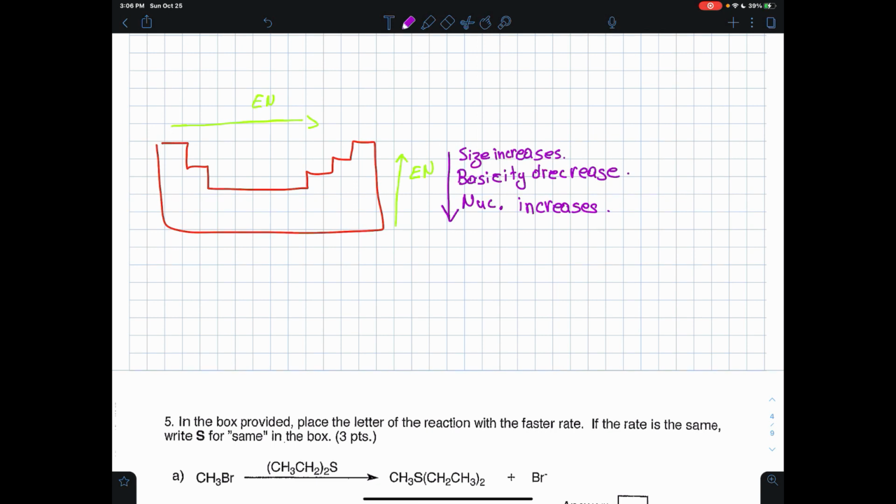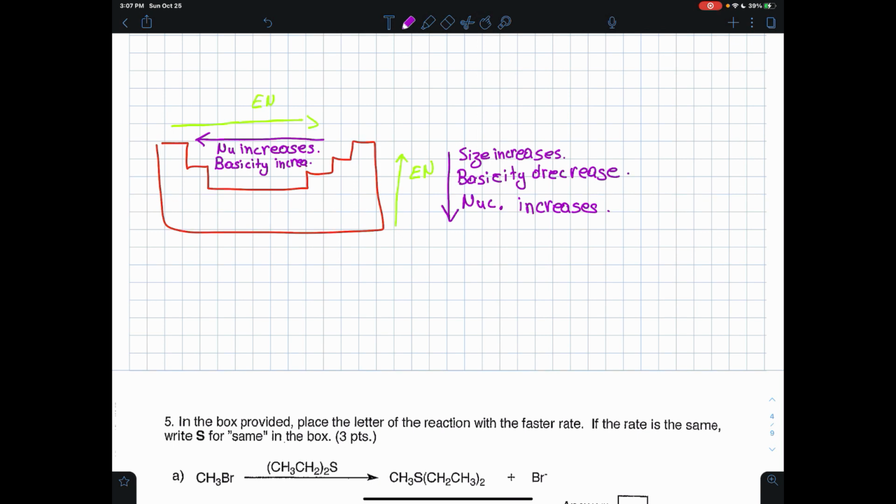And then when I'm moving right and left, as I mentioned, electronegativity increases when I move to the right. Now for nucleophilicity, it's the opposite. So nucleophilicity increases when I go to the left, and basicity also increases this way. I know there's a lot to remember and that can be overwhelming, but trust me, with time, all of that is just gonna become natural to you guys.